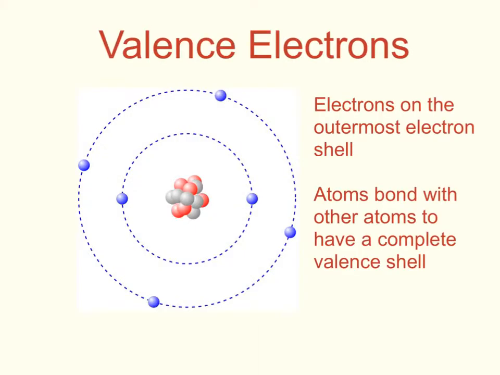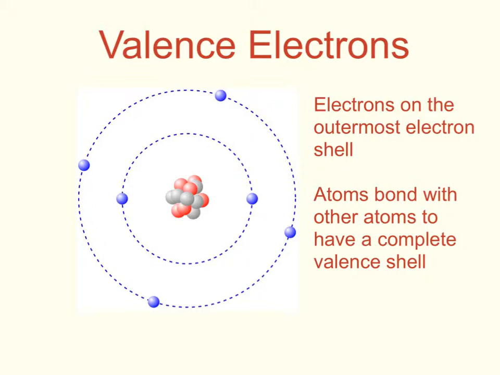Some background information you need in order to understand chemical bonding is the concept of valence electrons. For our last test, we learned that valence electrons are the electrons on the outermost energy level. One of the things that we learned related to bonding is that atoms would like to have a complete valence shell, meaning their outermost energy shell would like to be complete. For most atoms, this means 8 electrons.